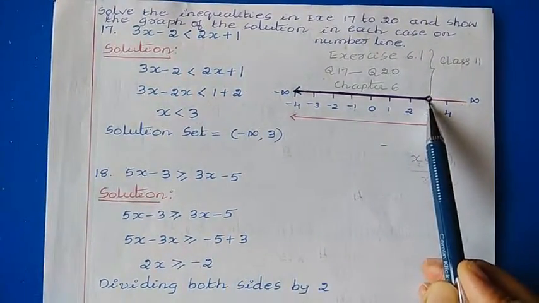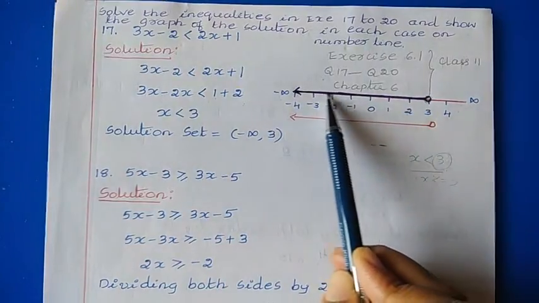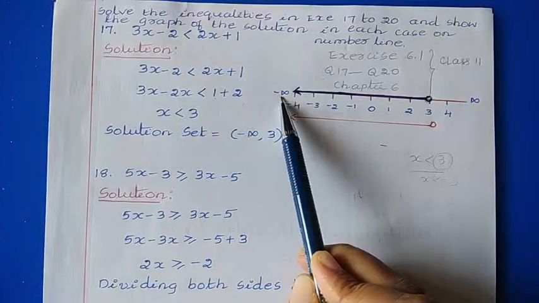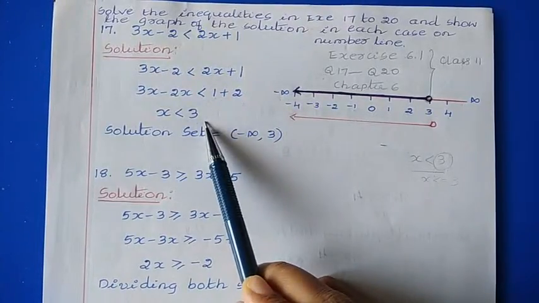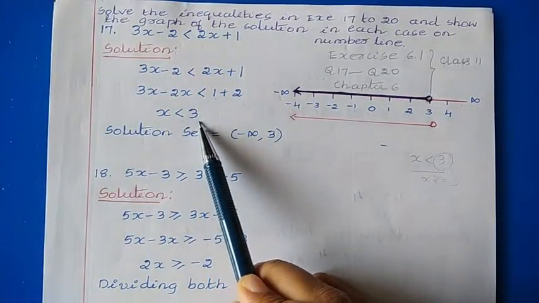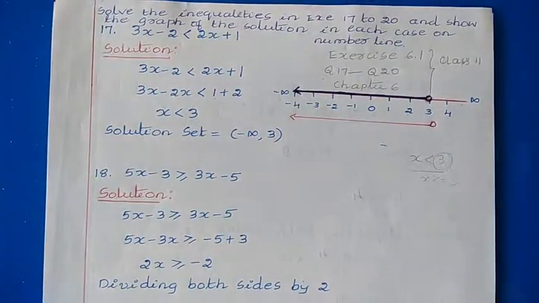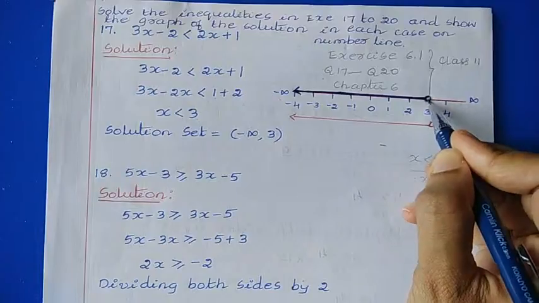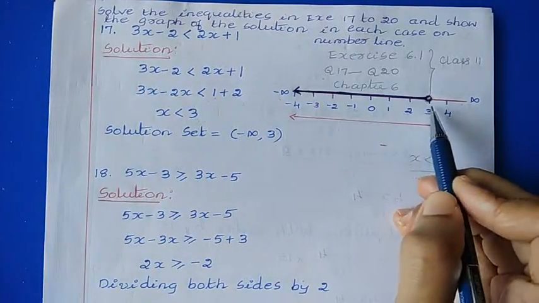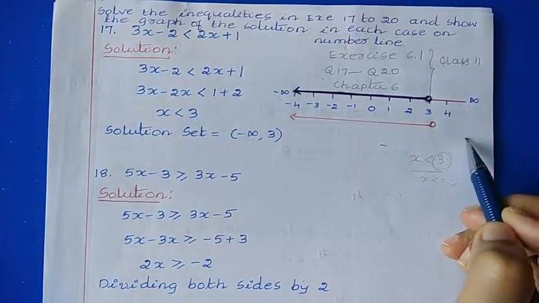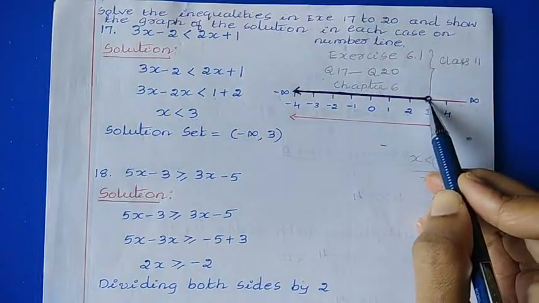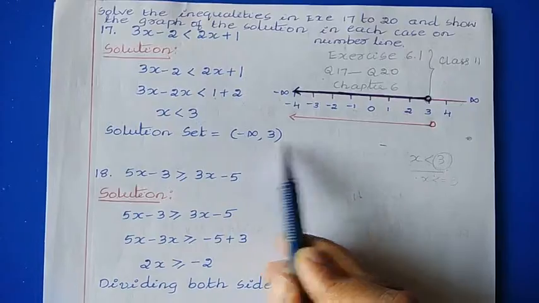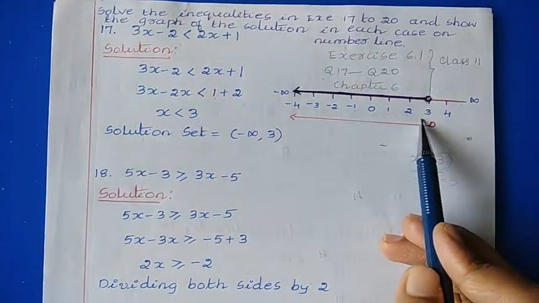That means from here we have to start the number line representation. It will go up to minus infinity because we don't know the end point here. And x is less than 3 means 3 is not included, so I am representing it with a hollow circle. Suppose if it is less than or equal to, then you have to shade that circle, a solid circle. So the solution set is minus infinity comma 3, and this is the number line representation.